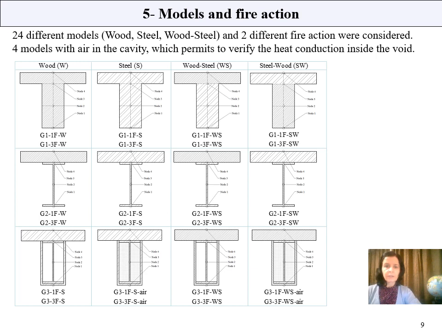In the first line, the geometry number 1, considering the combination between materials, only wood, only steel, wood and steel, or steel and wood, and also the effect of the fire action on 1 side or 3 sides. And the same for geometry number 2 and for geometry number 3. Also, geometry number 3 was considered when the internal cavity has the effect of the air internal divide cavity.